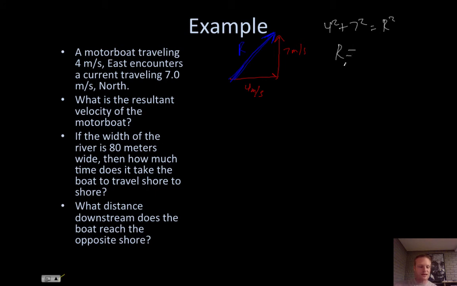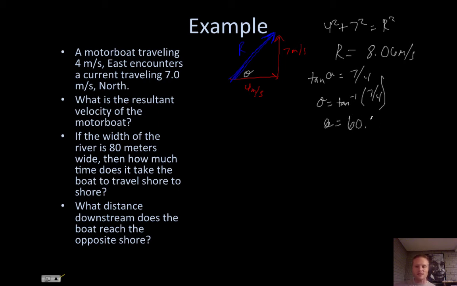And if you do that math, you should get an r of 8.06 meters per second. Now that's just the magnitude. What about the direction? What about theta here? Okay, to get theta, I'm going to take the tangent of theta equals opposite, which is 7, over adjacent, which is 4. Take the inverse of this, so theta equals tangent inverse of 7 over 4. And if you do that math, you should get a theta of 60.3 degrees.